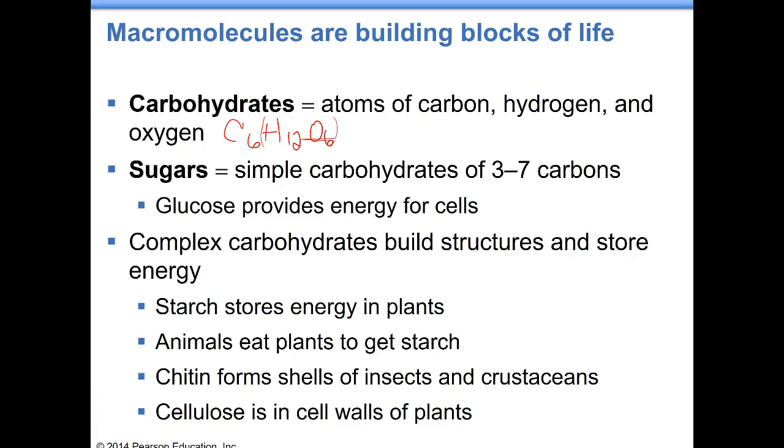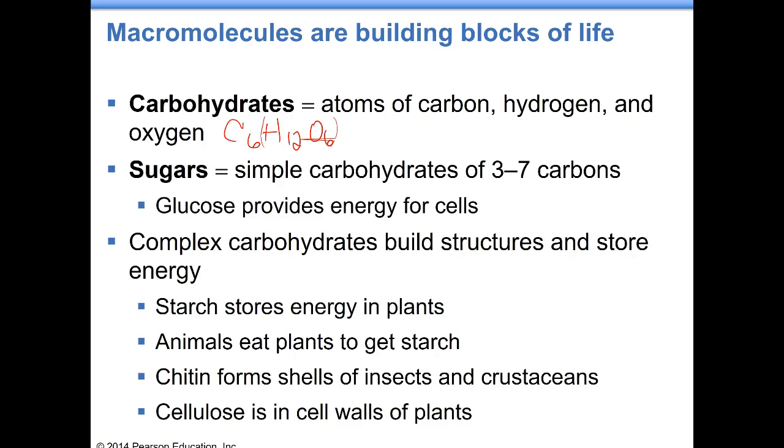We have complex carbohydrates that are polysaccharides, like your starch and your cellulose that you're familiar with. Starch, again, is an energy source or energy storage in plants. So we eat the plants to get that energy from the starch.